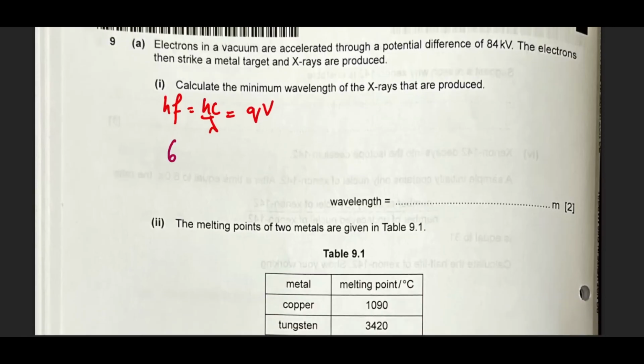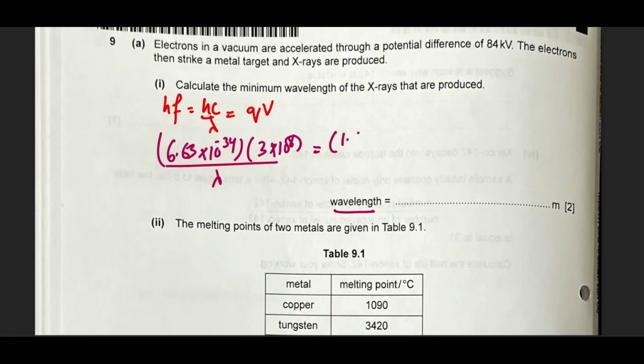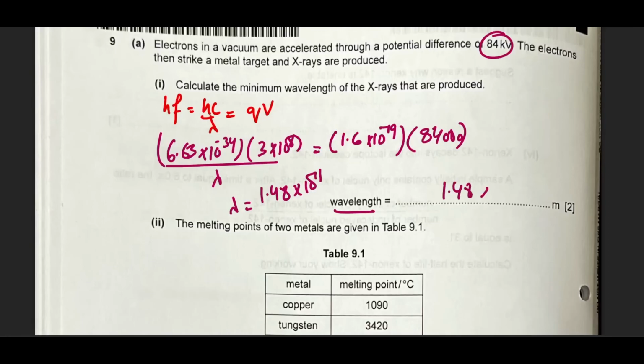So this is 6.63 times 10 raised to power minus 34, times c, which is 3 times 10 raised to power 8, divided by lambda, which is what we are looking for, equals the charge of an electron, 1.6 times 10 raised to power minus 19, times the voltage, 84 kilovolts, which is 84,000 volts. Finding lambda gives us 1.48 times 10 raised to power minus 11, which generally does lie in the range of X-ray.